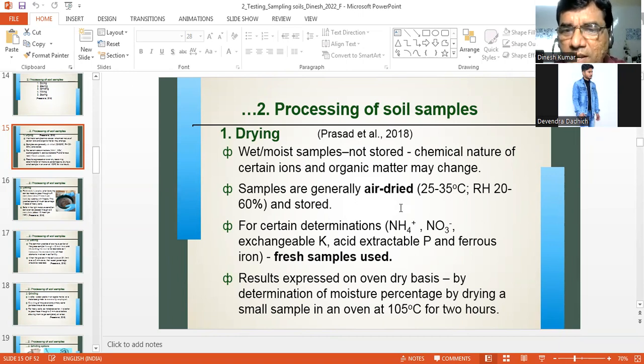So samples are generally, or rather most of the time, air dried at 25 to 30 degrees centigrade. Relative humidity can be 20 to 60%. And then they can be stored or they can be directly taken for grinding. But for certain determinations like ammonium, nitrate, exchangeable K, acid extractable P, and ferrous iron, fresh samples are used. You cannot wait for drying. Results are expressed on oven dry basis by determining moisture percentage by drying a small duplicate sample in an oven.